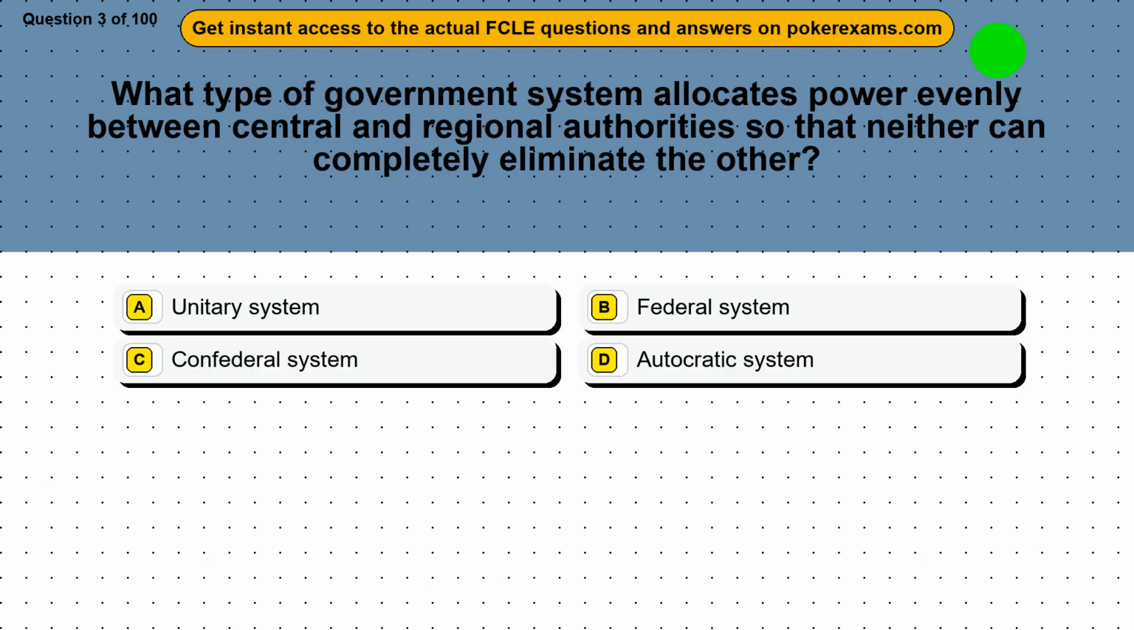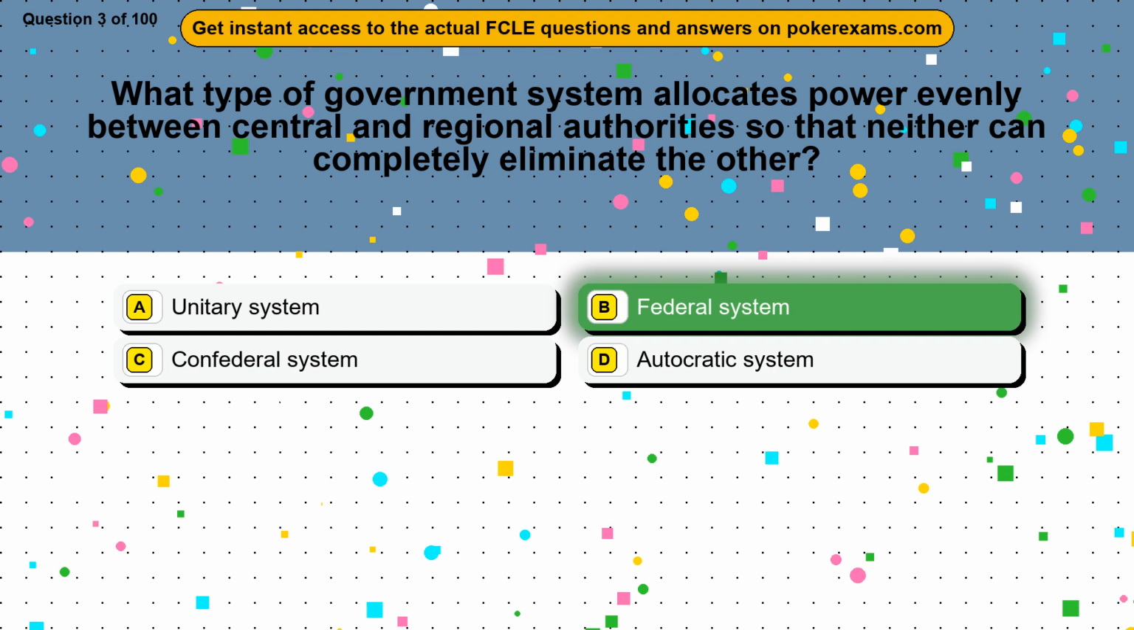Question 3. What type of government system allocates power evenly between central and regional authorities so that neither can completely eliminate the other? Option A. Unitary system. Option B. Federal system. Option C. Confederal system. Option D. Autocratic system. The correct answer is option B.